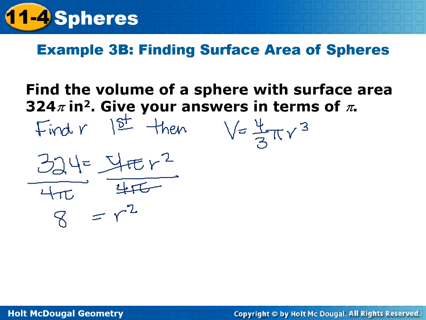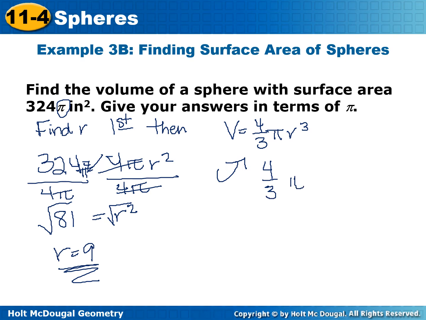Oops, this should have a pi in it. Sorry about that. This pi needs to be here. And it gives us 81. So if we take the square root of each side, we're going to find that r is equal to 9. Now that's not our answer. We're just going to put that into this formula now. So our volume is 4/3 times pi times 9 cubed. And we're going to leave that in terms of pi, so that is 972 pi. Remember, it's measured in inches, so it's inches cubed, and it's cubed because it's volume.